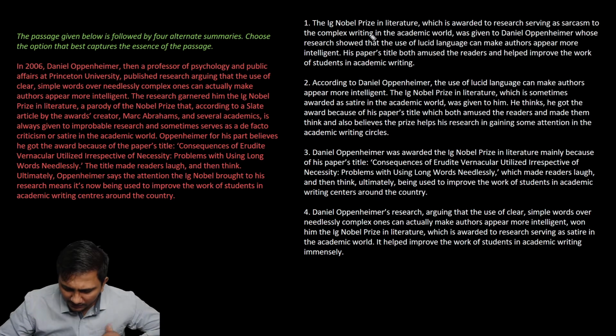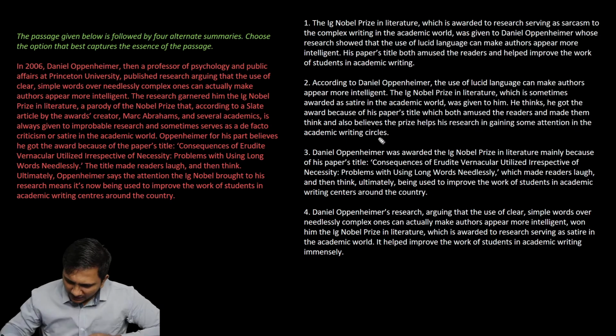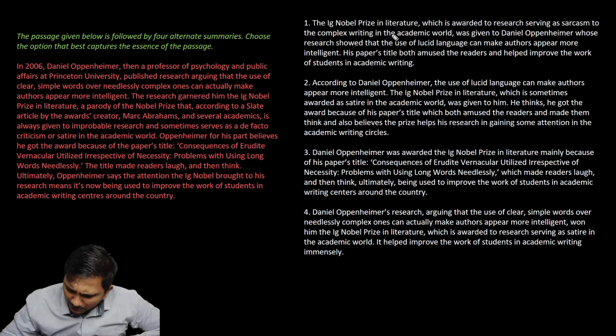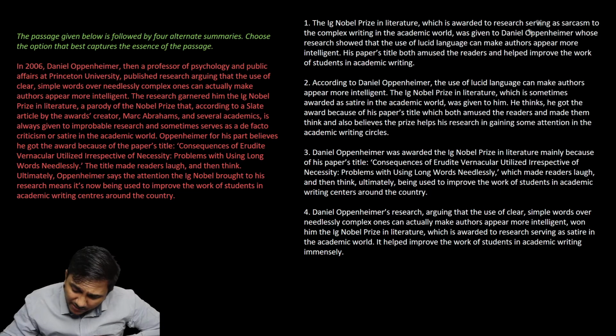Now let's look at the options that are there. First of all, we're going to look for options which are consistent. If an option is going to speak something different from what is given in the paragraph, we'll get rid of it there itself. Okay, so let's see. The first one: the IG Nobel Prize in Literature, which is awarded to research serving as sarcasm to the complex writing in the academic world.